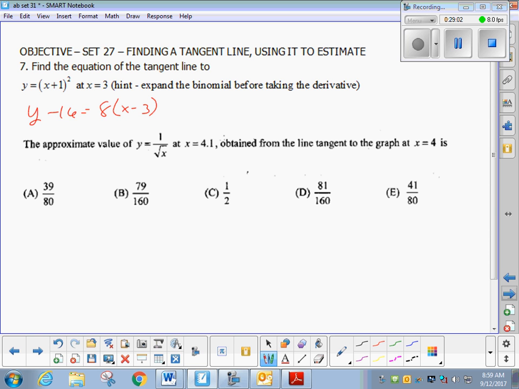For 8, this was a case where you make a tangent line, use a tangent line. The tangent line I had was y minus a half equals negative 1/16 times the quantity x minus 4. And then when I put the value they want in for x, then you get B.